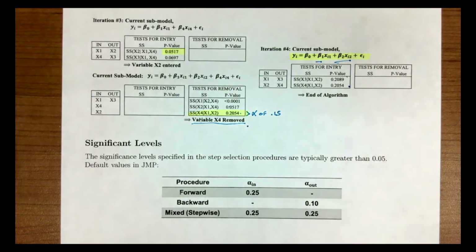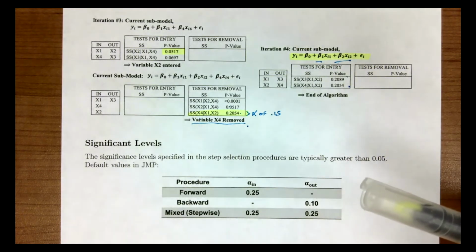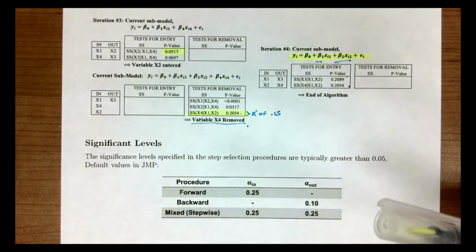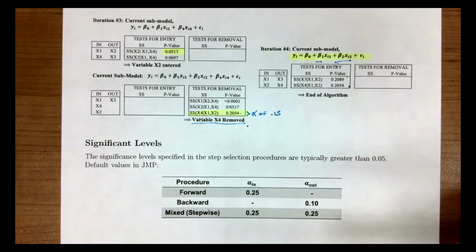Again, forward selection, once you enter the model, you can't leave. Backward selection is once you leave the model, you can't come back. Stepwise is kind of this mixture between the two. In JMP, these are the default significance values. I'm going to make you change them just so you know that you can for maybe your research.